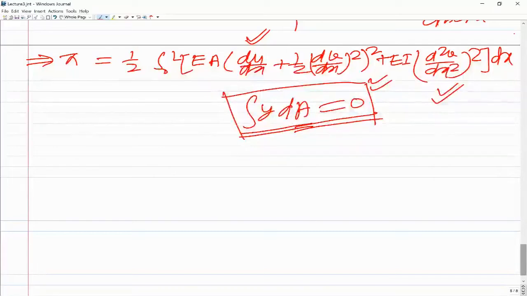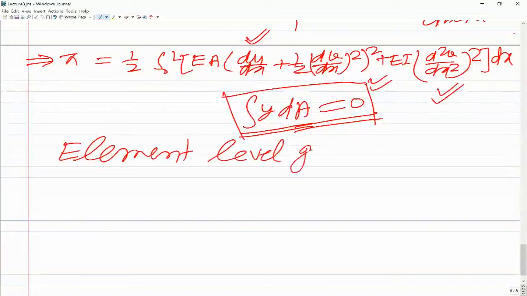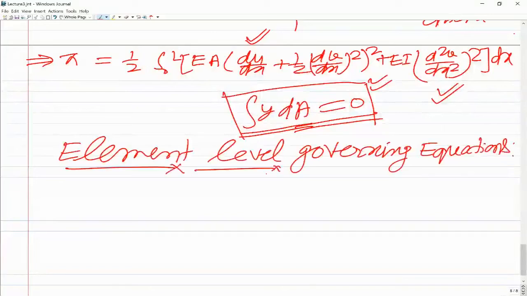So next I am going to talk about the element level governing equations. Although this will be somewhat a repetition of what you would have done in the basic FEM course, let me just summarize that. Sir, one question.